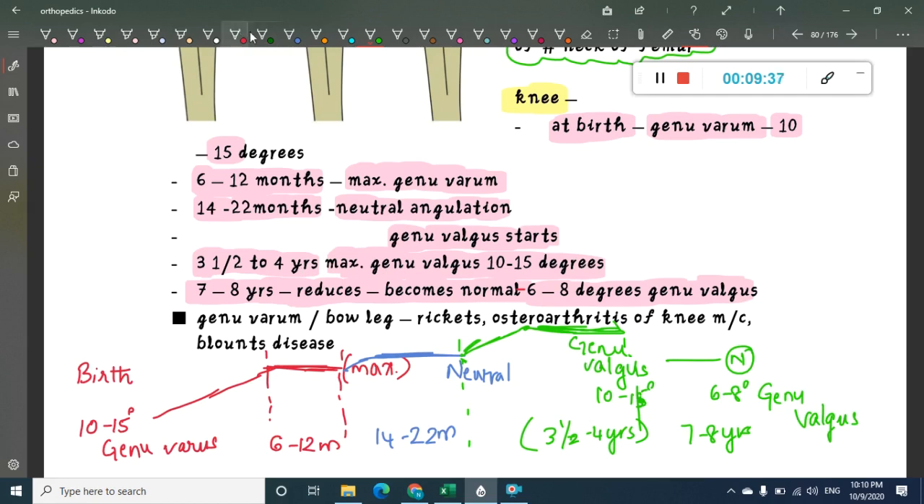Okay, so when do we call that there is genu varum or bow legs? Genu varum or bow legs are mainly seen in rickets, osteoarthritis of the knee most commonly, and this genu varum is also seen in Blount's disease. So genu varum or bow leg is seen in rickets, osteoarthritis of knee, and Blount's disease.